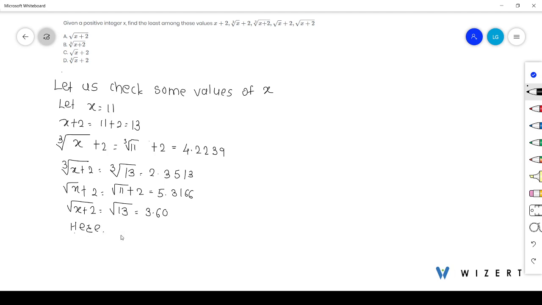Now here we can observe cube root of x plus 2 is least, because among all these numbers, 2.3513 is least.